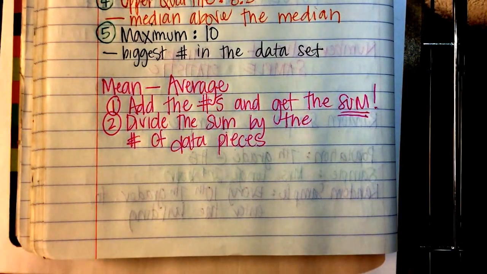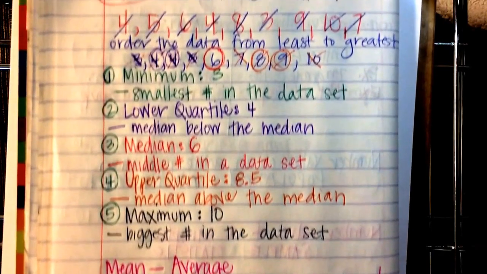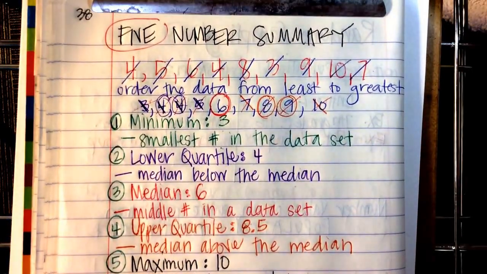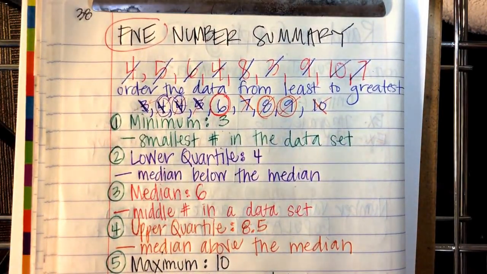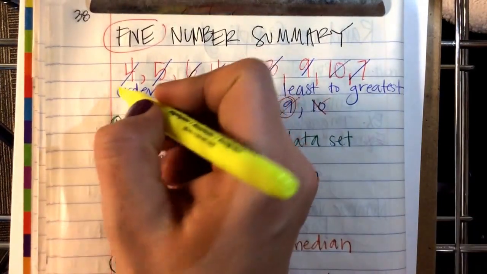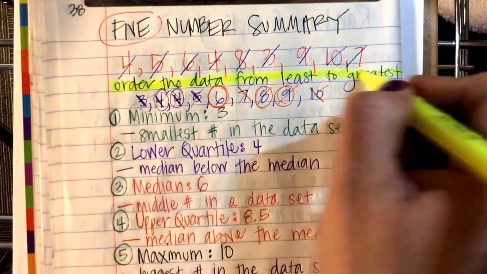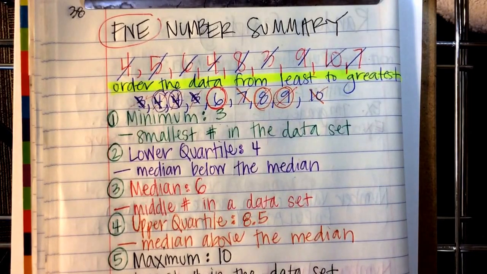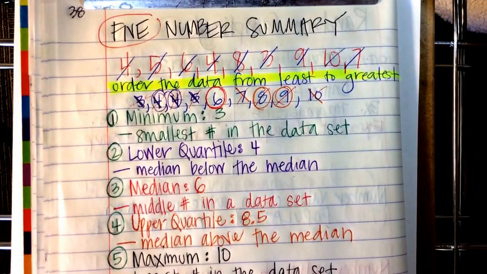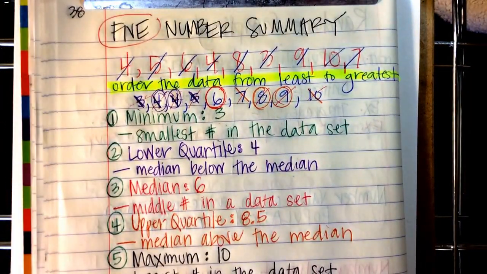Before you even start calculating the 5-number summary, what should you always do first? Put your name on the paper. Tommy, I liked your answer. You should put your name on your paper. Then order your data from least to greatest.